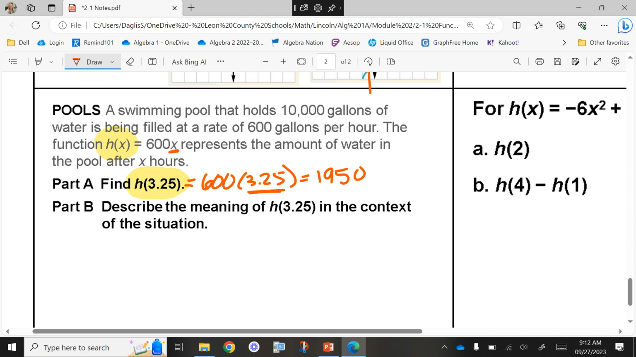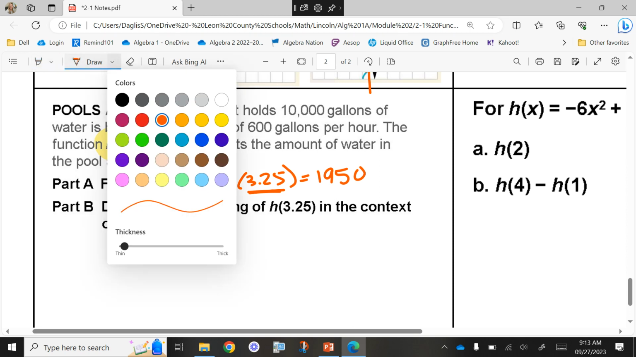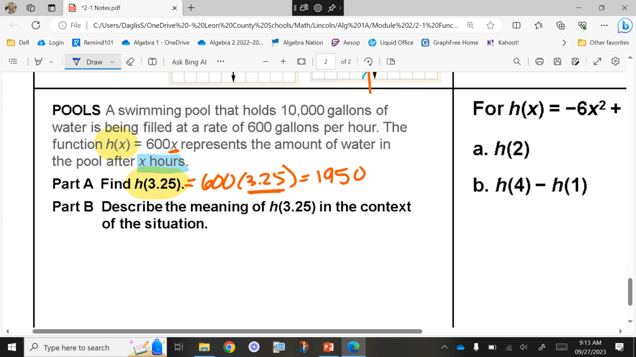All right. Sweet numbers. What do they mean about this pool? What does 3.25 represent? We're filling up a pool, and it takes hours to do that. So is 3.25 the hours, or is it how much water? 3.25 is my hours. See how it says X hours also in my description? After X hours? So that usually is listed for you, so you know what's what. X represents hours. So since X changed to 3.25, that shows me that it has been 3.25 hours.